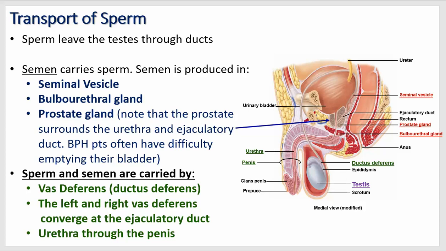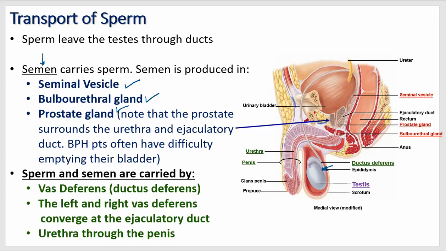Sperm leave the testes through ducts. Semen carries the sperm. So semen is produced in the seminal vesicle, bulbourethral gland, and the prostate gland. So three places where you are making semen. So remember, semen itself doesn't have sperm. Sperm is made in the seminiferous tubules down in the testes. That's where the sperm is made, but then it has to have something to carry it, and that's the role of semen.